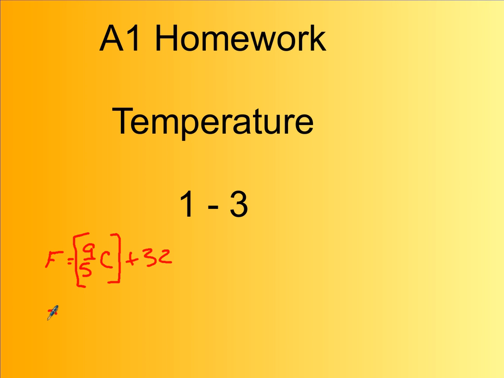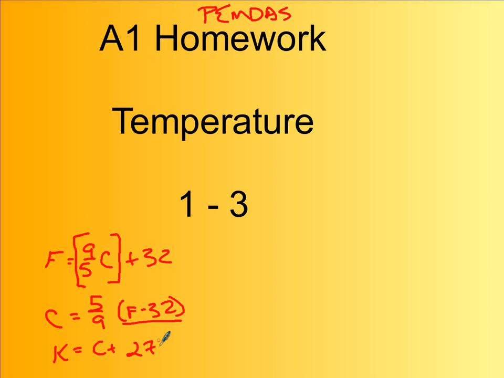If you're going from Fahrenheit to Celsius, Celsius is 5/9 times F minus 32. You're going to do the subtraction first, because you always do parentheses first. Remember PEMDAS. And then multiply by 5 and divide by 9. The Kelvin scale is C plus 273.